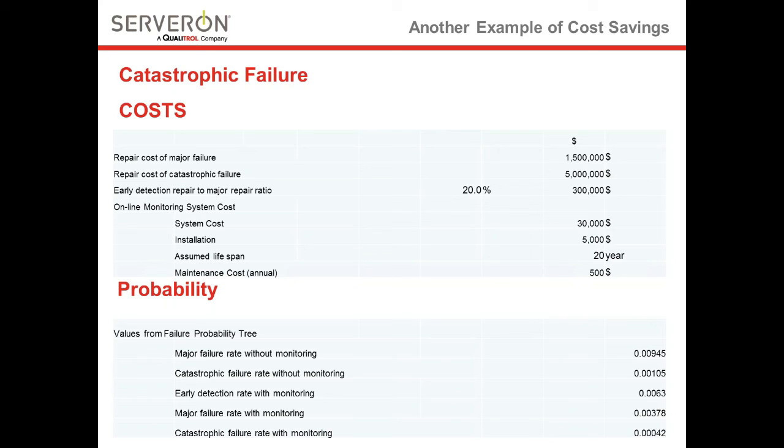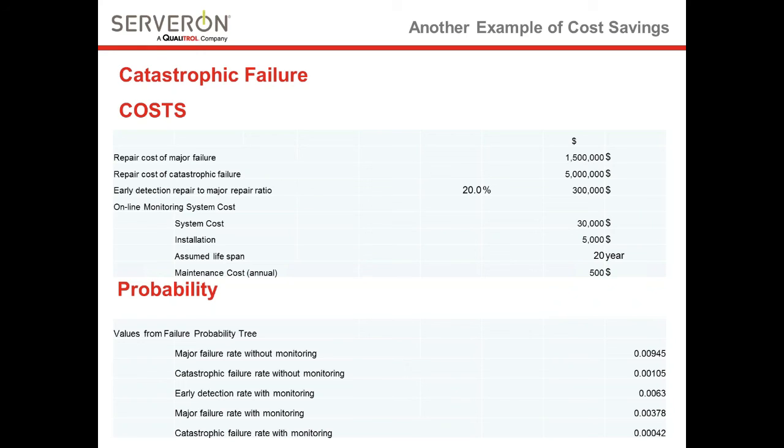Early detection repair to major repair ratio is about 20%. So if you can detect it earlier, the likelihood is that the cost of repairing it will be much less. So instead of $1.5 million for a major failure or $5 million for a catastrophic failure, you would spend $300,000 repairing that developing fault. As already said, you cannot prevent failure by monitoring. You can just take action on the basis of the monitoring. And then an online monitoring system costs, for example, $30,000, installation $5,000, a lifespan of 20 years, and a maintenance cost of $500. So these are figures just to illustrate.